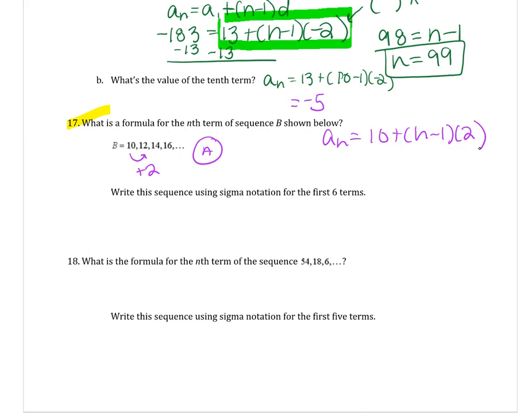So now let's say I want to write this sequence using sigma notation. So I want to add them all together. All you have to do is add the sigma, put the explicit formula down below, start it at n equals 1, and then it says for the first 6 terms, so that means 6 is my top value.